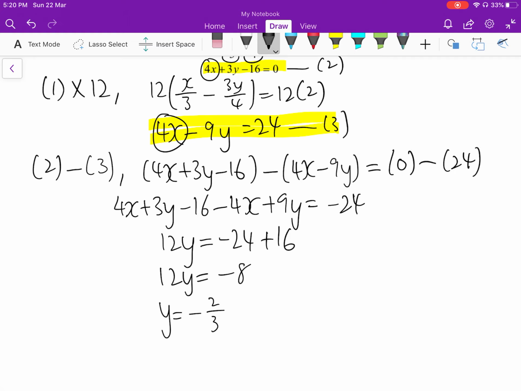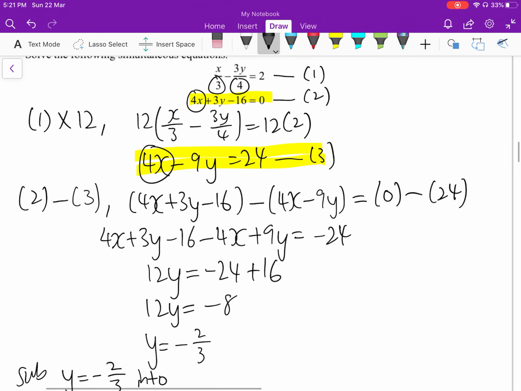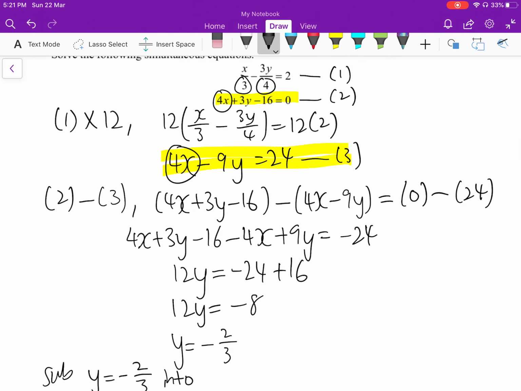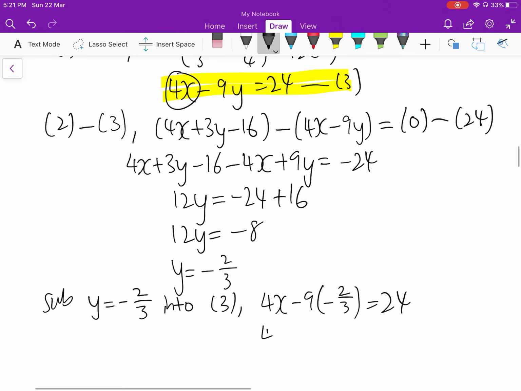With that, I want to find x, so I will sub y equals negative 2 over 3 into any of equation 1, 2, or 3. Obviously, I do not want to substitute into a fraction, so I will choose between 2 and 3. I will choose equation 3. Up to you, you can choose 2 also, but I choose 3. So 4x minus 9, my y is negative 2 over 3, equals 24.